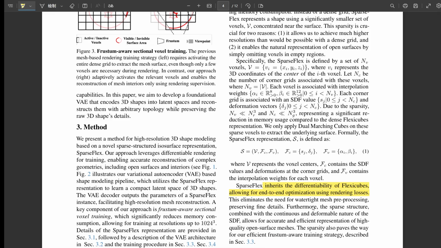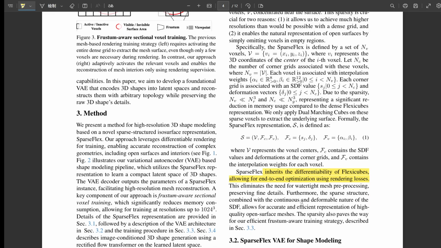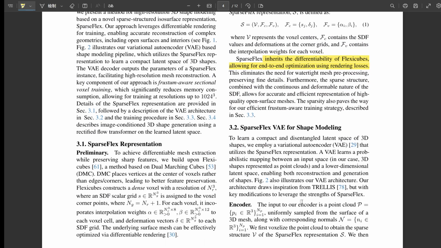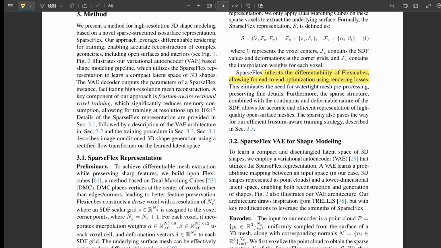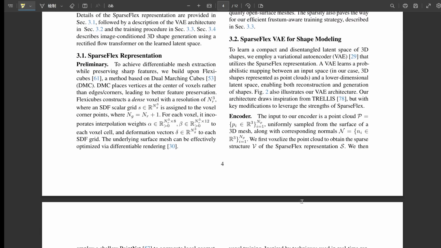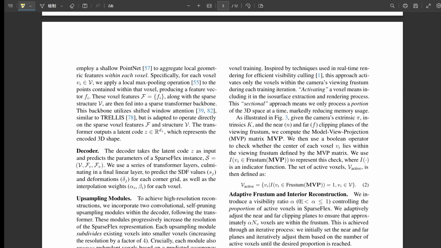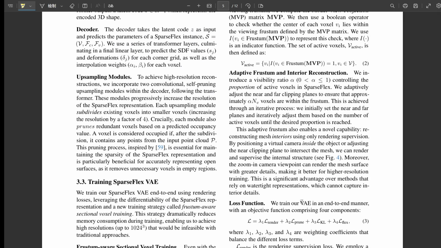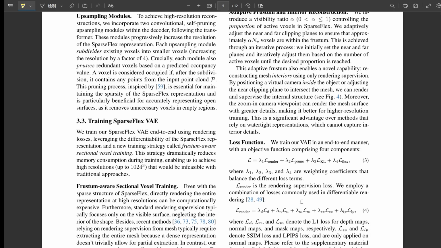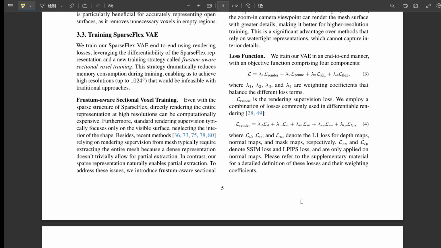Now, they also talk about something called frustum-aware sectional voxel training. What's the academic thinking there? Why is that significant? This is another really key innovation, and it's crucial for making high-resolution training practical. Even with the sparse structure, trying to render the entire thing at, say, 1024 cubed resolution for every single training step can still be too much. Still too heavy. Right. Plus, standard rendering supervision usually only gives you learning signals for the parts of the object the virtual camera can actually see in that view. Makes sense. If a part is hidden, the rendered image doesn't tell you much about it directly.